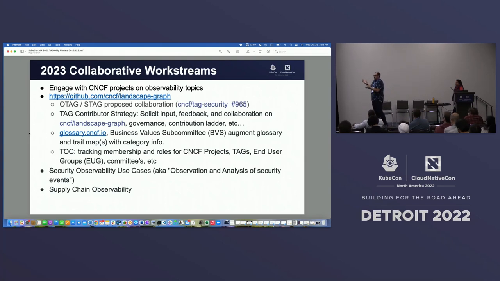So collaborating with domain experts in tag security to define what those graph data models are is an example of the kind of cross-tag collaboration where we can leverage domain experts from different areas. Another is the Business Value Subcommittee. You might not know them by that name, but it's glossary.cncf.io, right? That's a bunch of definitions. They're doing other stuff like providing updated views of the CNCF landscape that are augmented with category information, right? So what projects are similar to this? Or I want to use this GPL thing. What's similar to it, right? That's the kind of recommender systems that we can build with graph tech or graph data science.